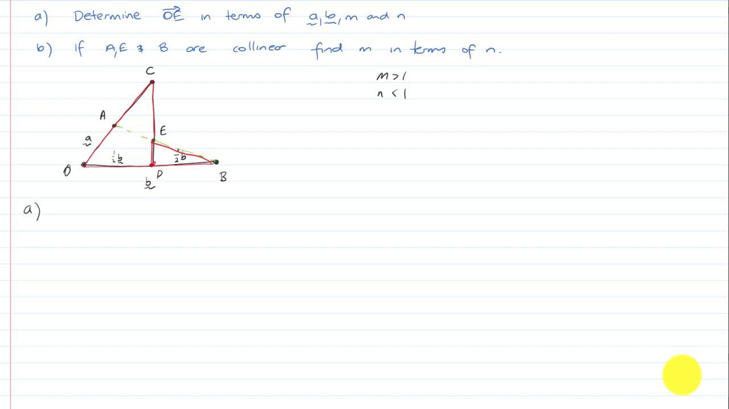So I'm going to use my first option, which is OC plus CE. Here's how I set it out. I want to work out vector OE, and I'm going to say it's equal to OC plus CE. Okay, so that's how I get from O to E. Now, moving forward, I know something about CE. So let's make that note. CE is equal to NCD. So that's important.